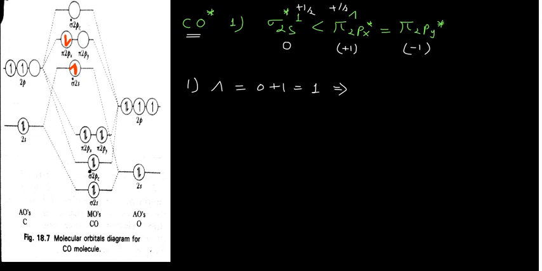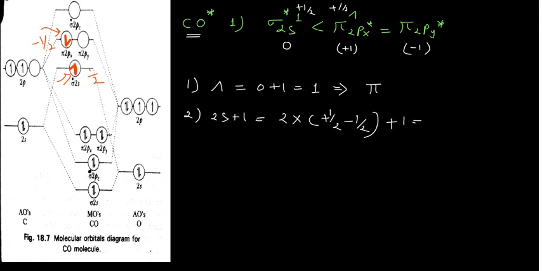When lambda value is 1, it simply means this term symbol would be the pi, and if you calculate the spin multiplicity 2s plus 1, that will give you 2 multiplied by plus half minus half. Okay, why plus half minus half? Because this is having the plus half spin and this one is having minus half spin, because it is anti-clockwise, it is clockwise. Okay, and if you solve this value, then plus 1 you will write. Then that will give you the 1. So your term symbol would be pi 1 in that case.